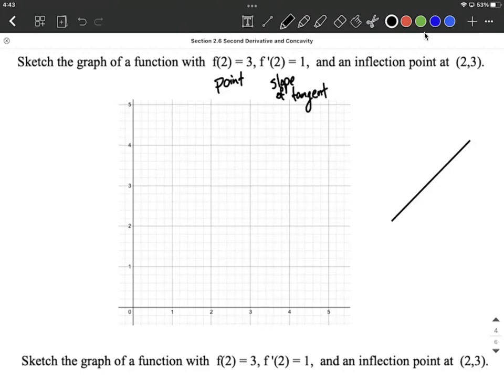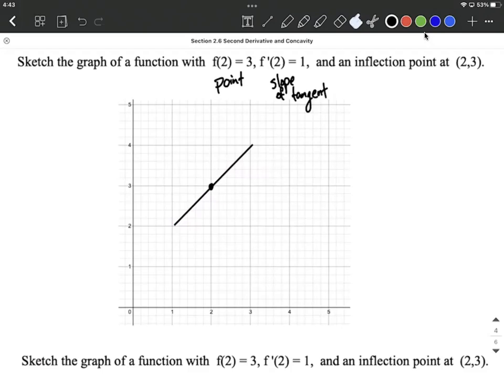So let's start out by putting the point we know on here. So 2, 3 is going to go on the graph. Next, I'm going to go ahead and bring this line over. This is the slope of the tangent line to the graph, supposed to be 1, telling us up 1 and to the right 1, as we draw in our graph.